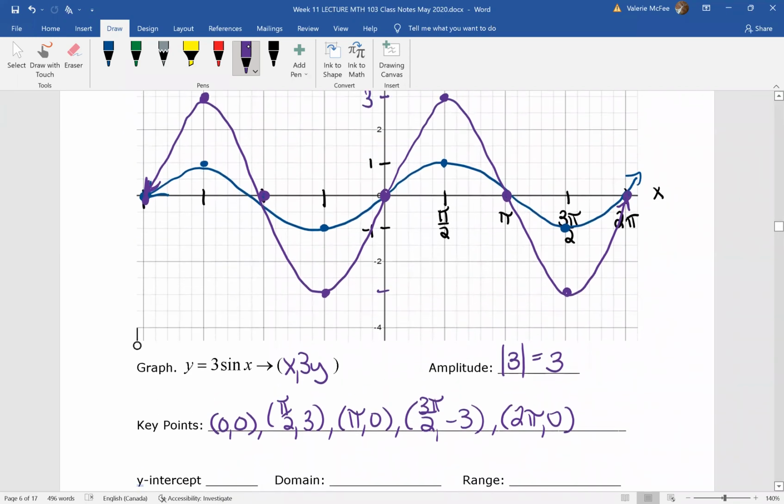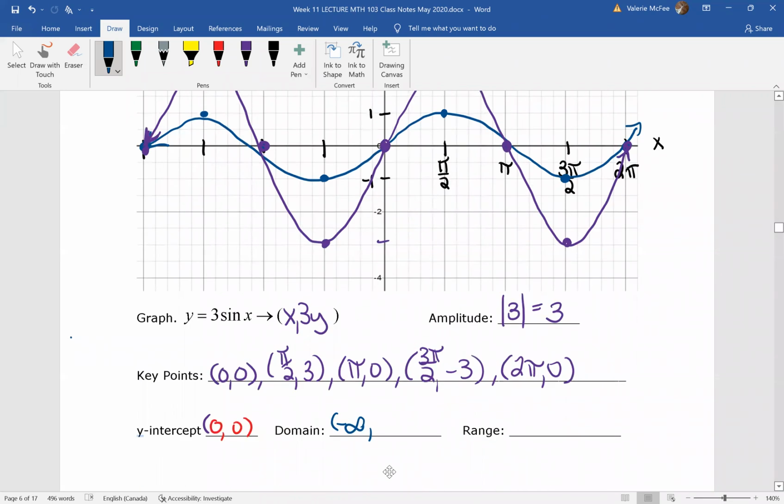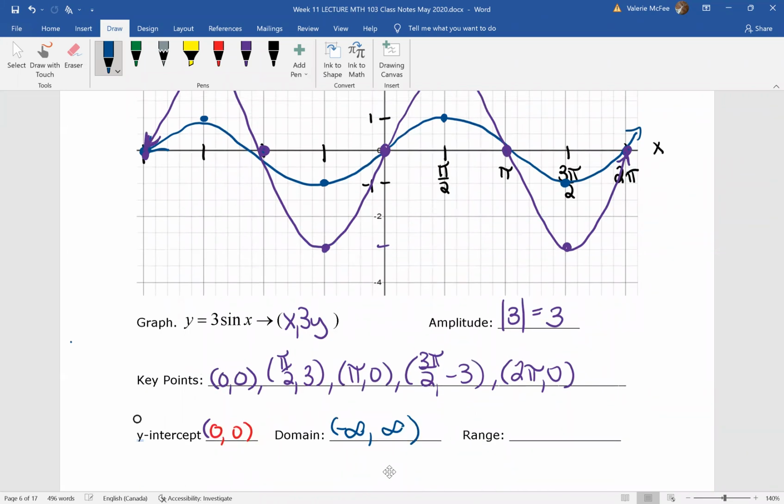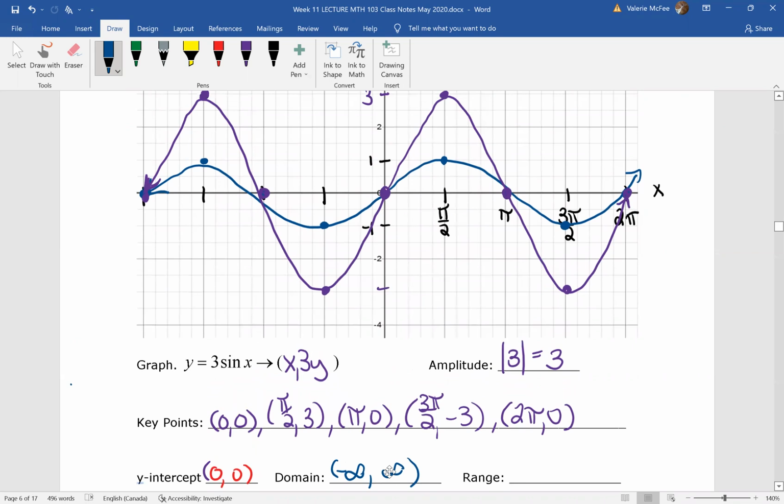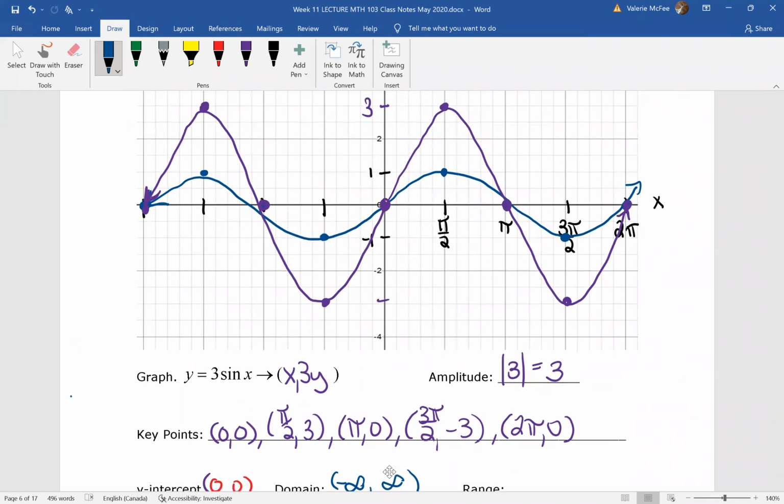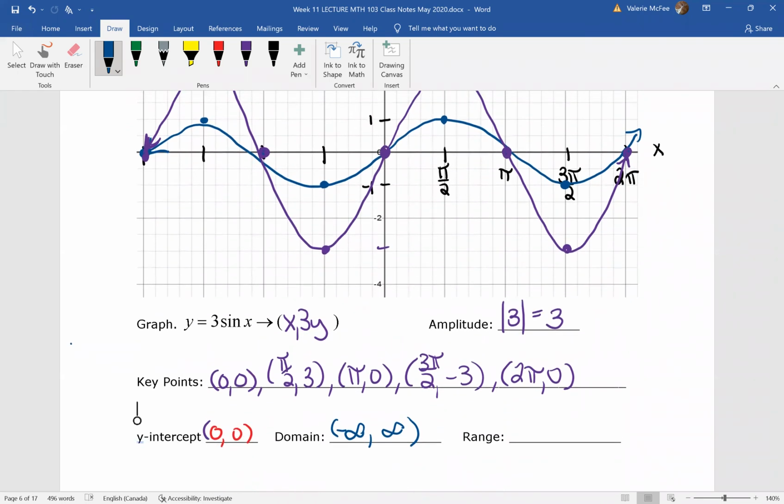We see that this has not changed the y-intercept. It's still at 0, 0. It has not changed the domain. It's still the set of all real numbers. But the range has changed. We now have a range from -3 to +3.